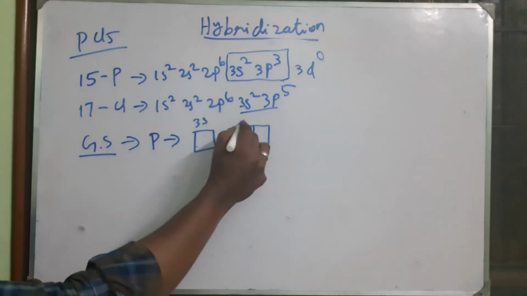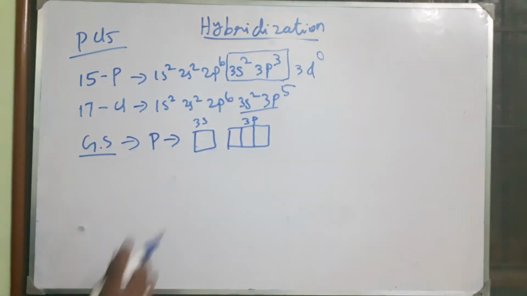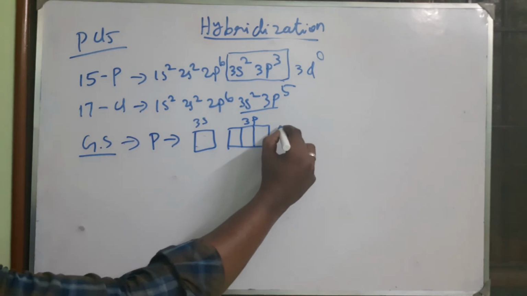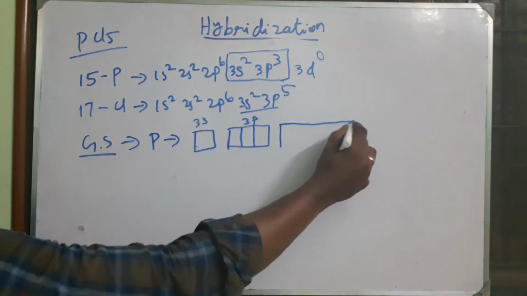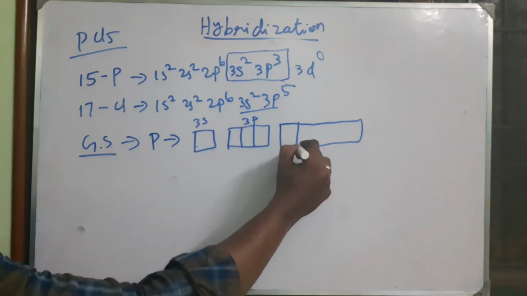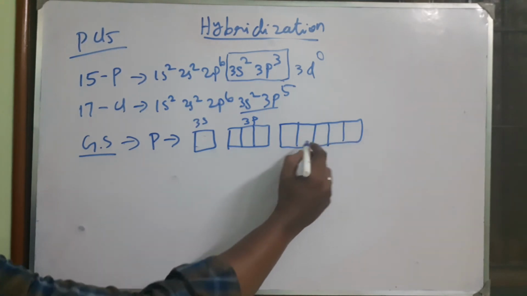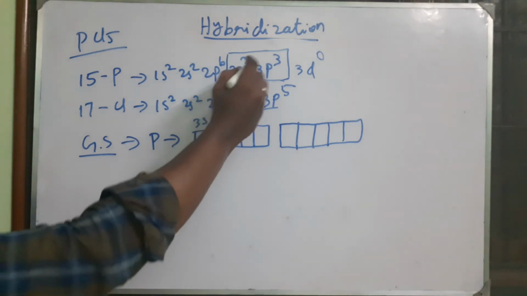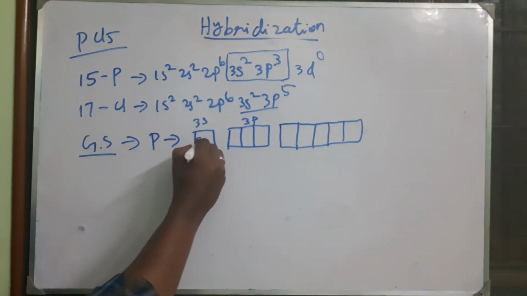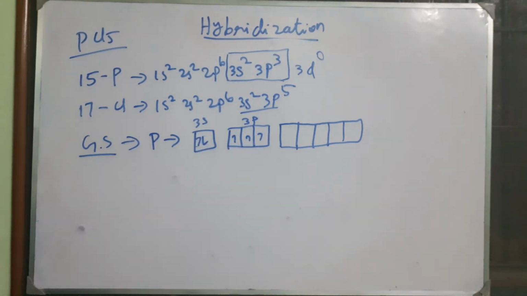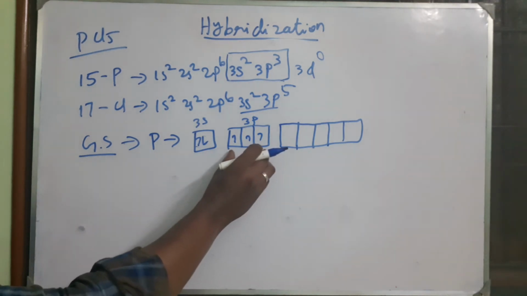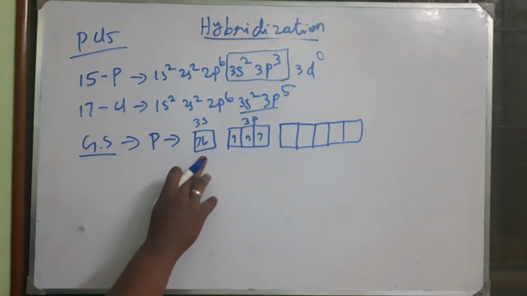3s, 3p. So next, the 3d orbital also we can write. So this is the ground state electronic configuration. So number of electrons you can fill.